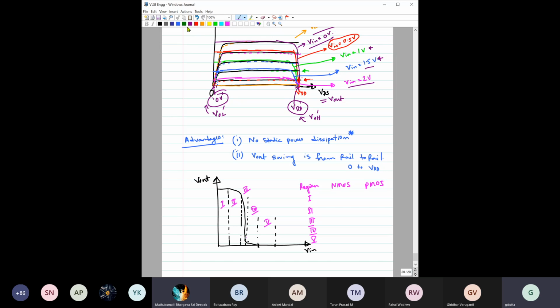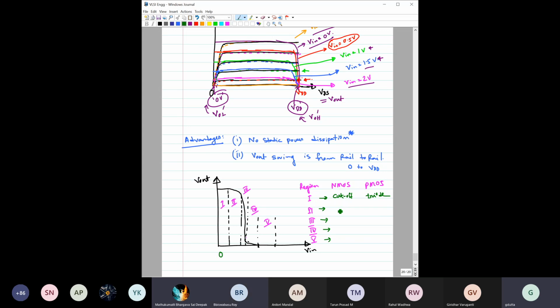Yeah. So I'm requesting you to please tell me what would be the region of operation for this VTC. I hope that you will agree that it should be like this only, and that is also clear from this, right? So please tell me in region 1, what would be the region of operation for both NMOS and PMOS? Cutoff and triode. NMOS is cutoff. Yes, NMOS is cutoff. Right, triode.